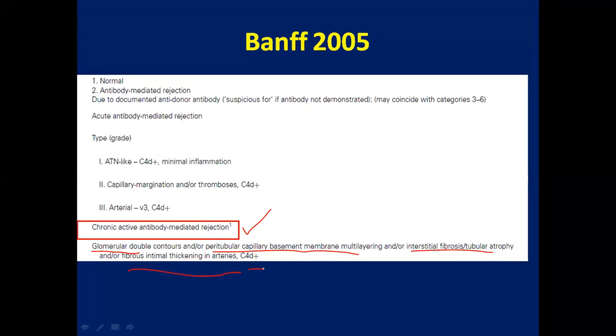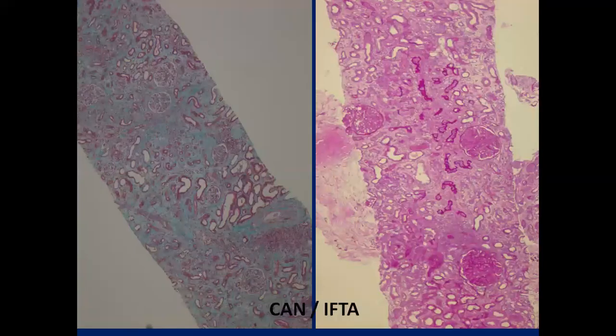If you find tubulitis and interstitial inflammation, it is more consistent with the acute process of acute tubular interstitial changes. And if you find active endothelitis and no fibrous intimal thickening, it suggests an active endothelitis. So the opposite of that is all chronic. For example, the terminology of CAN was replaced by IFTA.